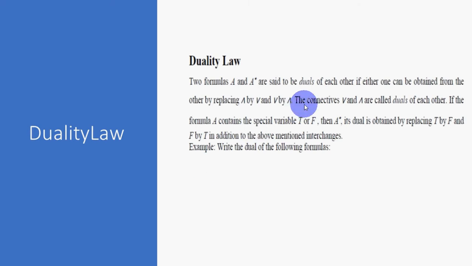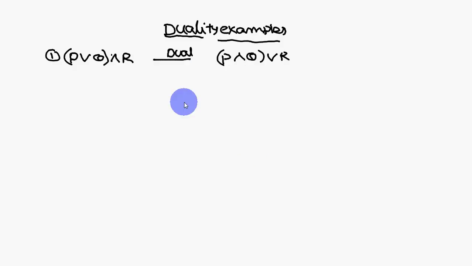The connectives OR and AND are called the duals of each other. If the formula A contains the special variable T or F, then A star, its dual, is obtained by replacing T by F and F by T, in addition to the above mentioned interchanges. So we will discuss with an example.